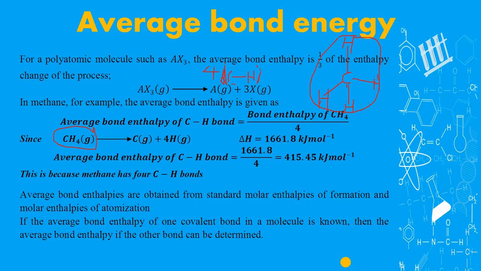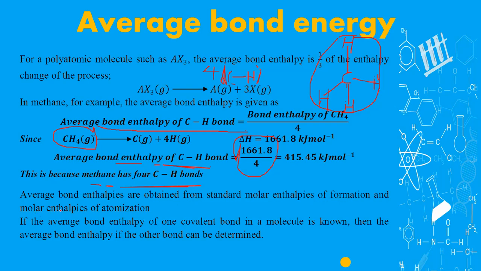Yes. So this is what we mean in this statement. If I say average bond energy of the carbon hydrogen bond, it is the bond enthalpy of the whole of methane divided by 4, because methane has 4 carbon hydrogen bonds. Is it now more clear? Yes, sir. We shall do a question where you have this bond energy, and then they ask you the average bond energy of the carbon hydrogen bond in methane. So it is divided by 4 because methane has 4 carbon hydrogen bonds.